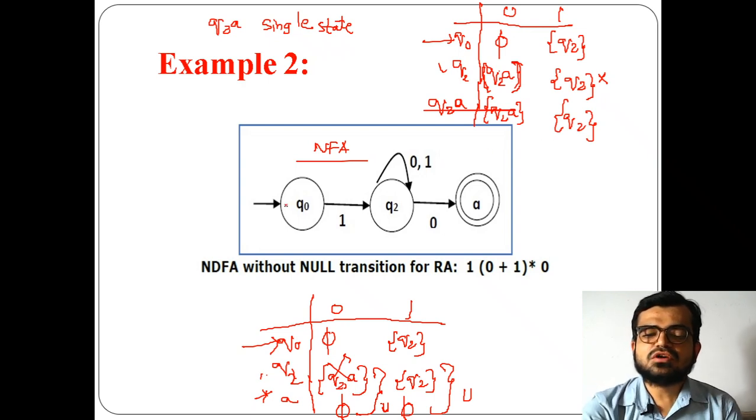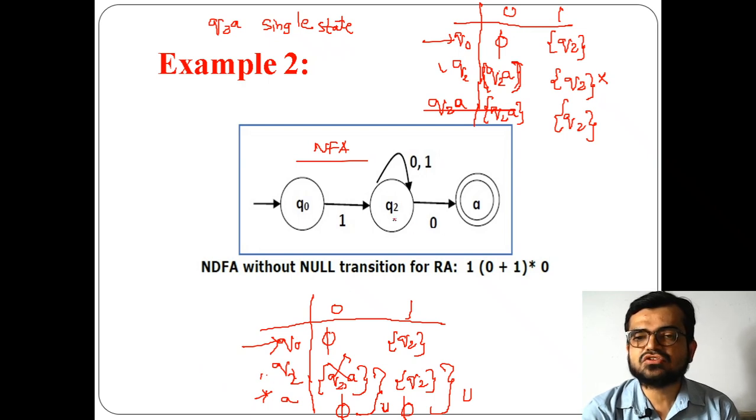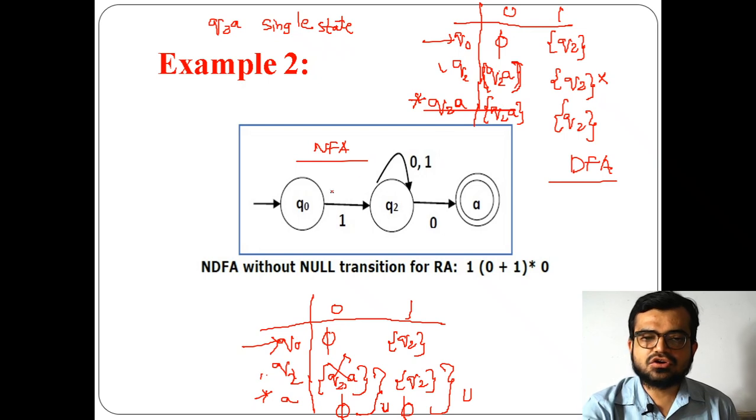Now what was the final state here? The final state was A. But A is not there in this one, right? But A is associated with Q2A, so you can make this a final state. Okay. So using this, now this is my transition table for DFA. Using this transition table, I can draw a DFA.